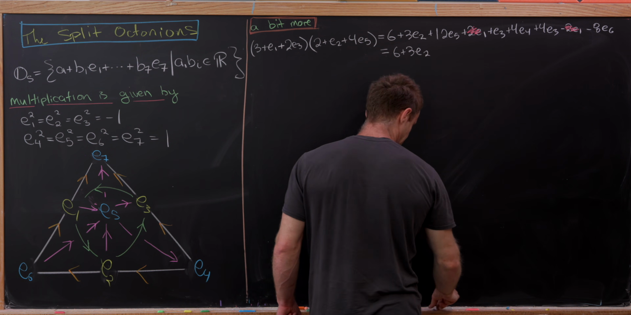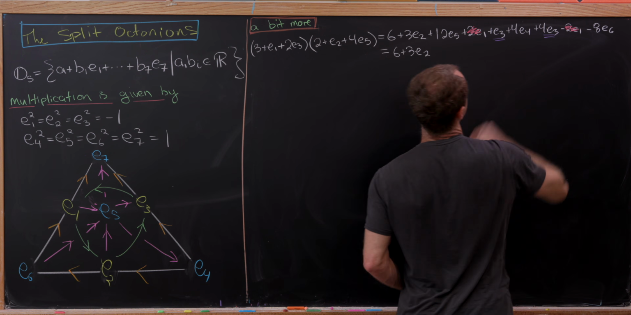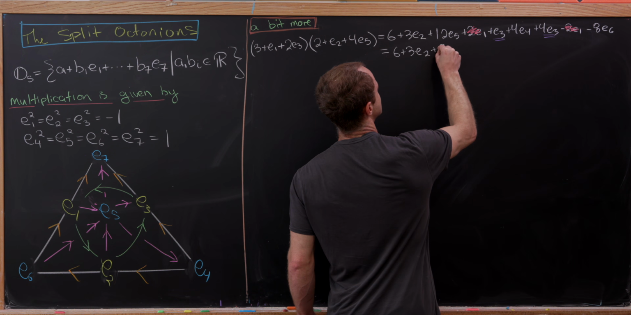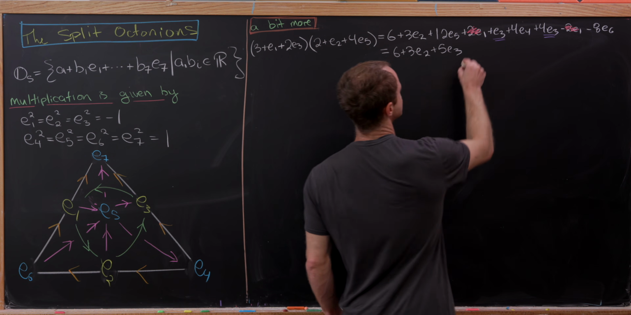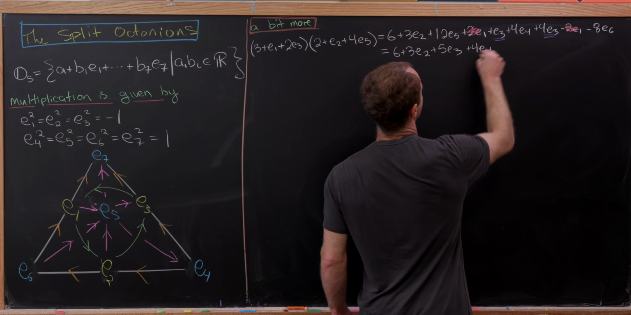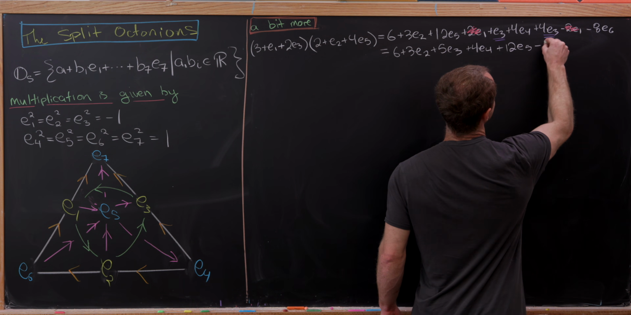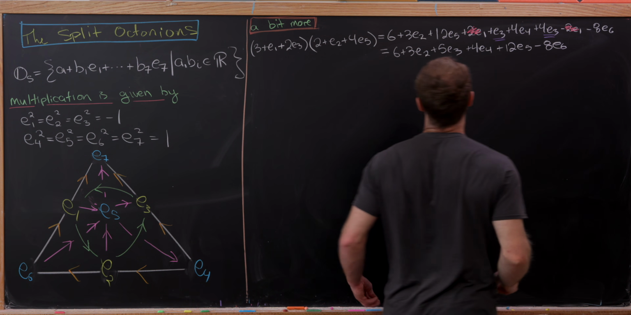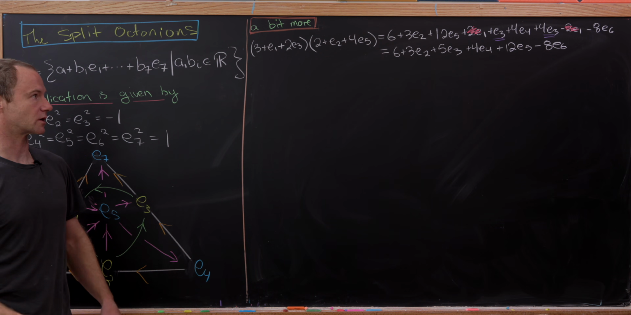And that's from, let's see, this e3 term here and this 4e3. So like I said, plus 5e3. And then we've got 4e4, so that's going to be plus 4e4. And then we've got a 12e5, so 12e5 minus 8e6. Okay, so that's the number all sorted in the correct order.